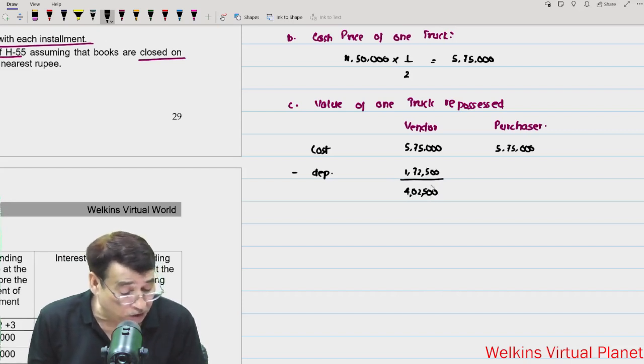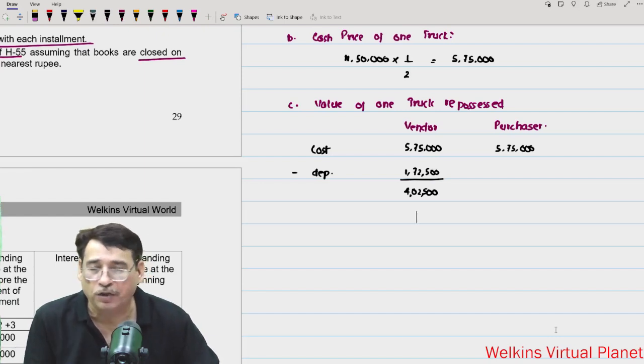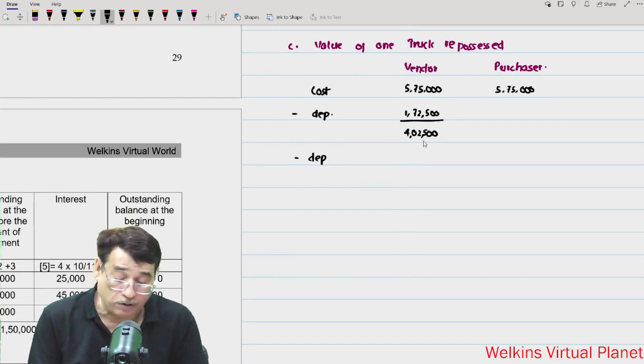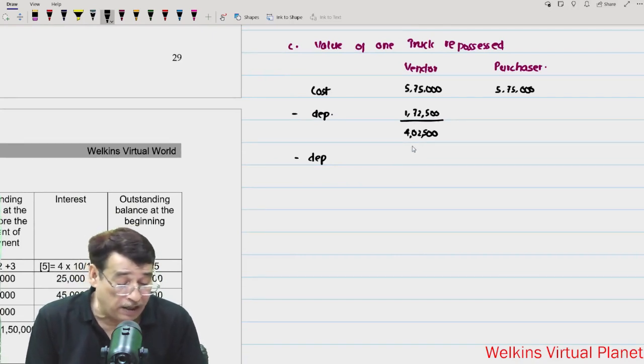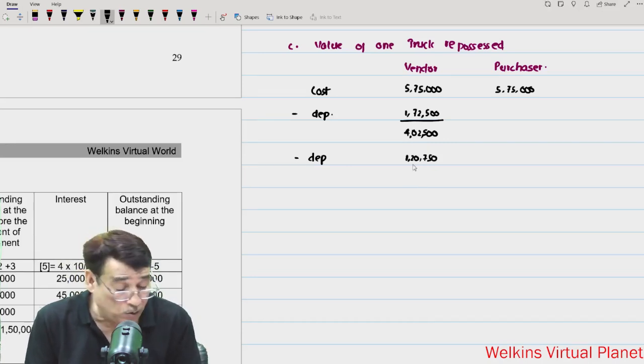4,02,500. Remember one thing. Default has been made on 30th of September, that is 30th of September 2022. The story began from 1/10/2019. That means the lifespan of this particular question is 3 years. So we shall have to compute the depreciation for 3 years. So depreciation. Now 4,02,500, compute 30% of this one, that will be equal to 1,20,750. So I will subtract 1,20,750, and 2,81,750 is the balance amount.